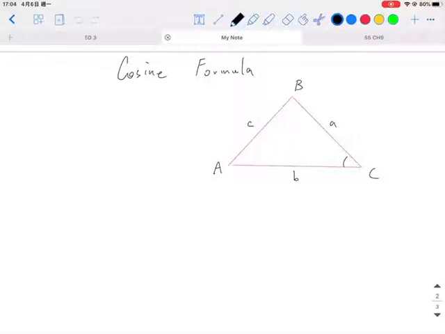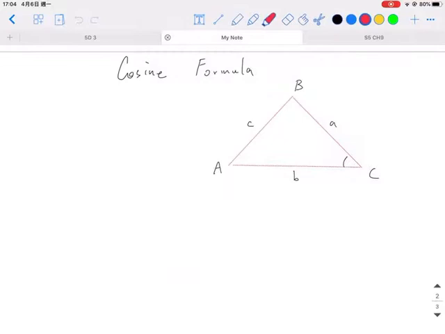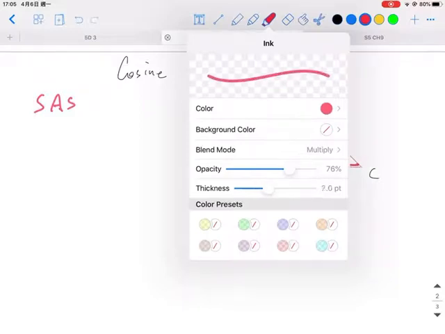The concept about the cosine formula. So first of all, how can I apply the cosine formula? Try to remember the SAS format, okay? What it means is that we have two sides here. The format must be like this.